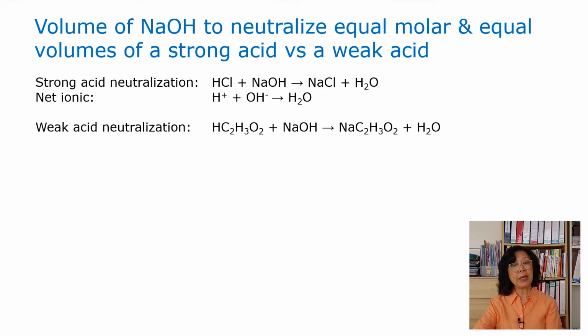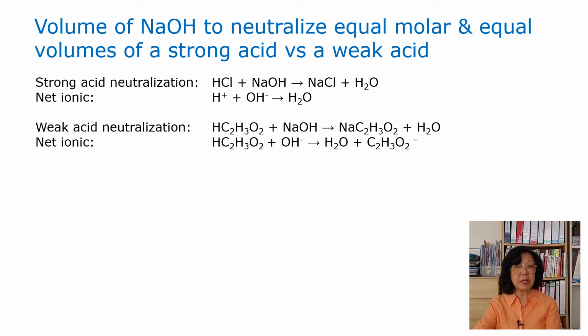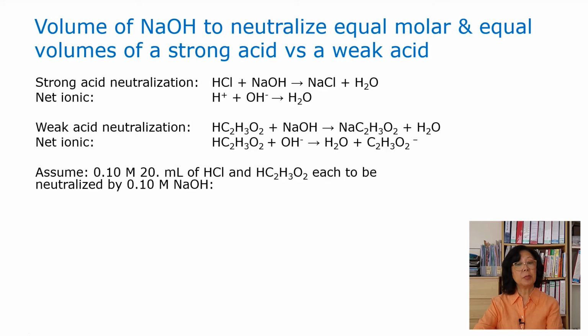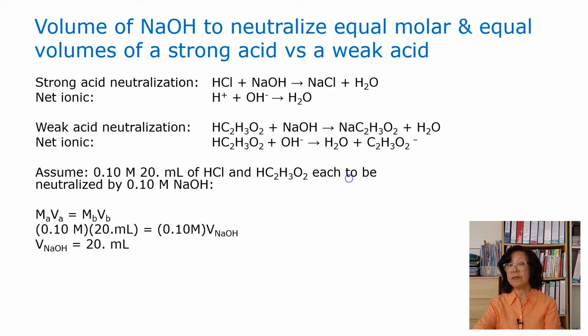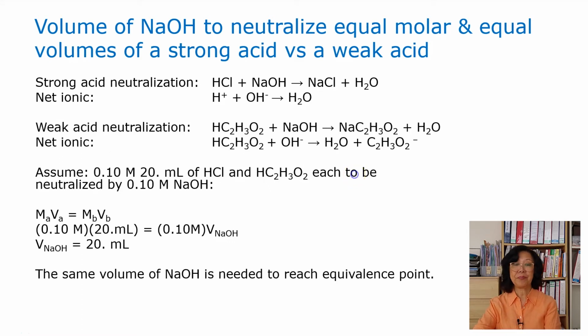However, when we write that for the weak acid neutralization, it's a bit different because the weak acid molecule does not dissociate. So the net ionic equation is acetic acid plus hydroxide ion to make water and the acetate ion. So note the differences between the two net ionic equations. Now, if we then use 0.1 molar, 20 milliliter of each of the acids to be neutralized by 0.1 molar NaOH, we use the MAVA equals MBVB equation. And naturally, the volume of NaOH is the same for both kinds of neutralization, 20 milliliter. That may come as a surprise to some of us.